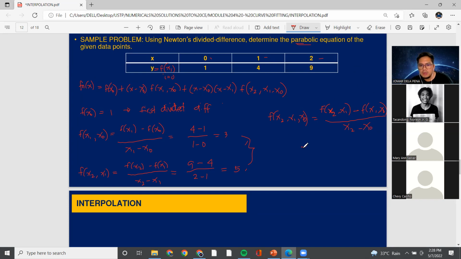Okay? So that is equal to, ang ato ang function of x sub 2 and x sub 1. Na-solve na nato. That is equal to 5. This is the third divided difference. And 3. Then x sub 2 na to is 2 minus 0. So you have 2 divided by 2 is equal to 1. Okay? So na natin yung value. So ito ang f of x sub 0, f of x sub 1 and x sub 0, and the f of x sub 2, x sub 1, and x sub 0.